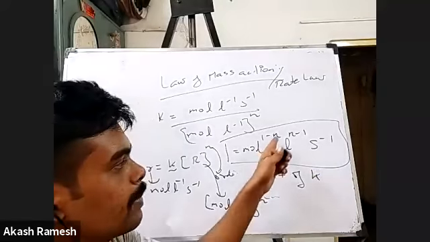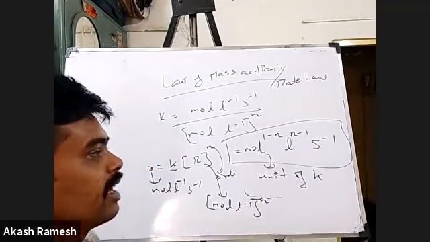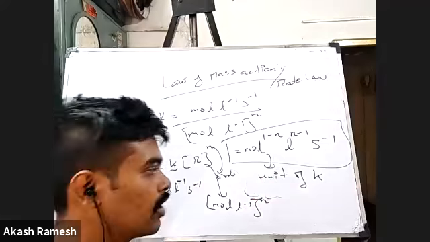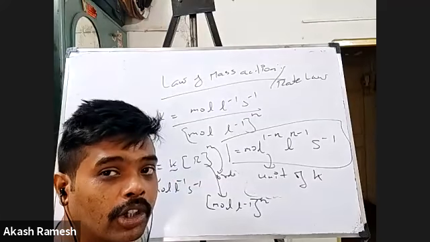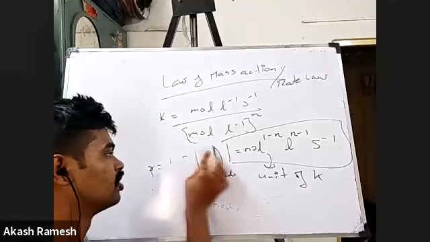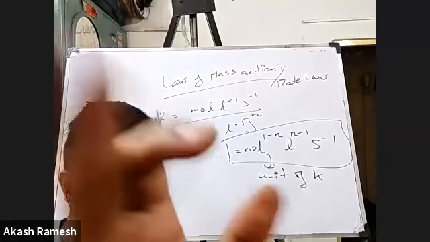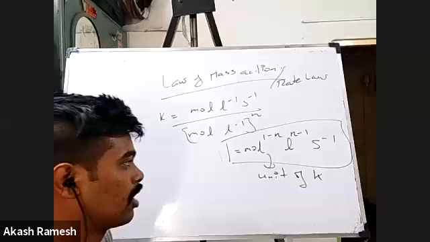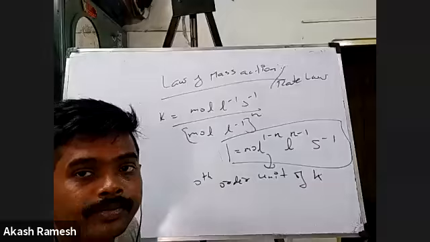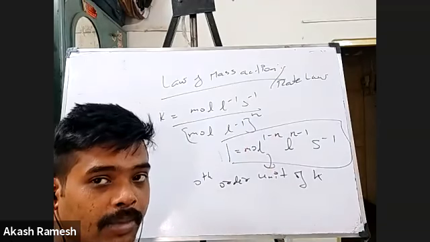Now obviously it is going to depend upon the order of the reaction. The unit, mole power 1 minus N, liter power N minus 1, second power minus 1, is the unit of rate constant, and it depends on the order of the reaction, definitely. I told you we'll speak more about order, but just understand for now, say I take the 0th order reaction. What do you mean by 0th order reaction? N is equal to 0.